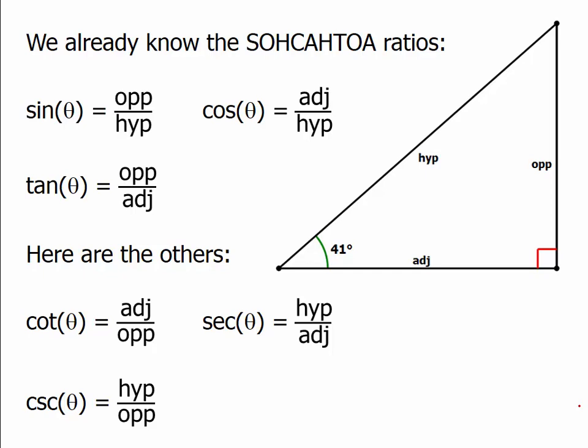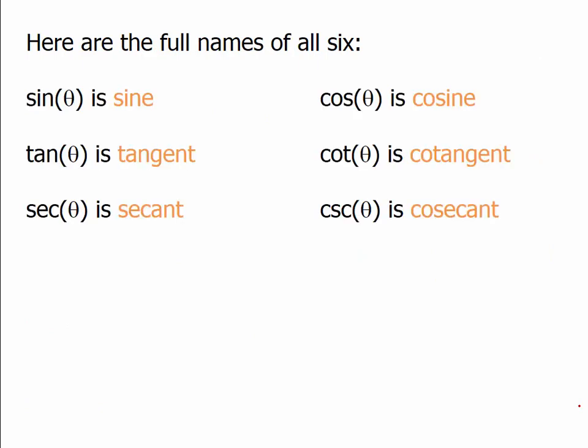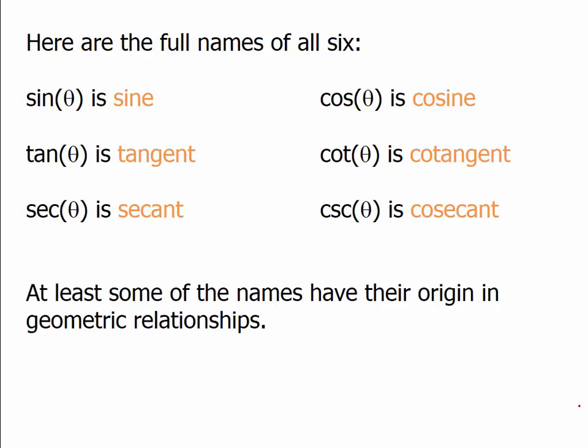So wait a second, what are those names? Let's look at these names very carefully. Here are the full names. So we've already talked about sine, cosine, and tangent, and now we're talking about cotangent, secant, and cosecant. And notice the way they're listed here. If you can remember the 3 on the left, the 3 on the right is just the same name with co in front of it. So at least some of these names have their origin in geometric relationships.